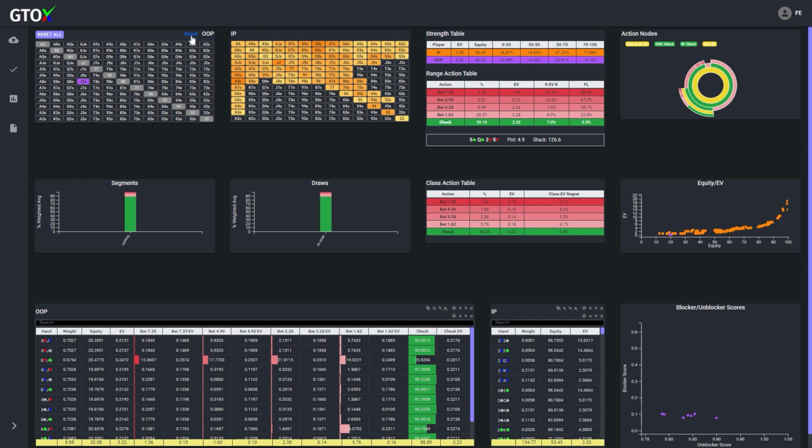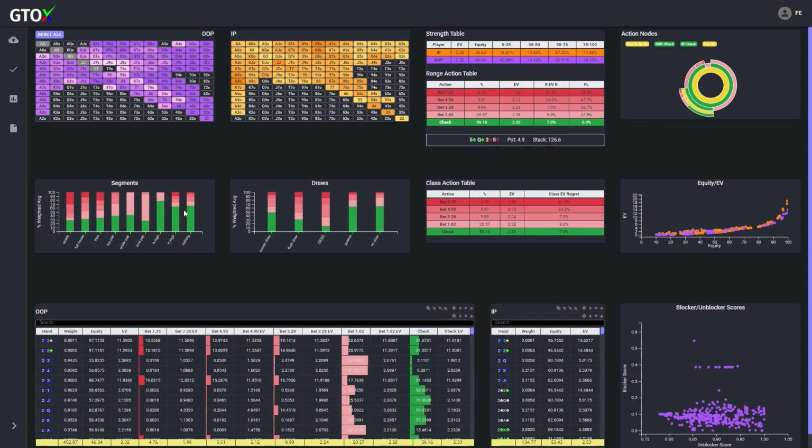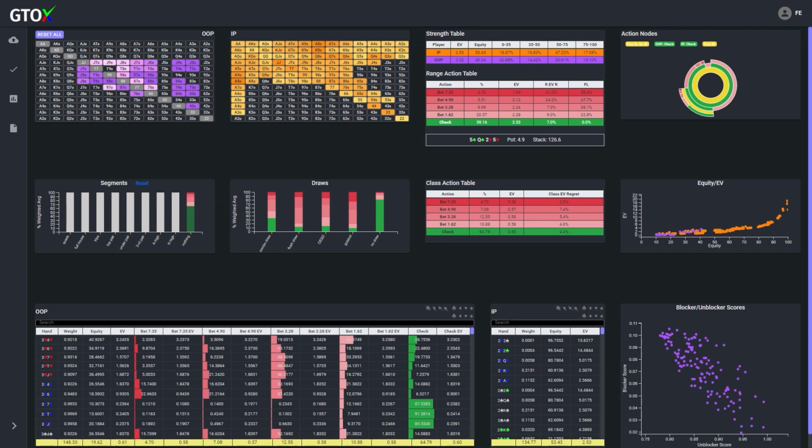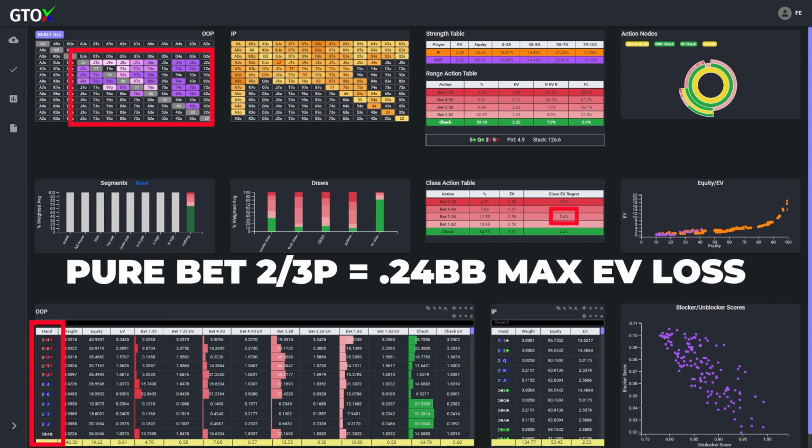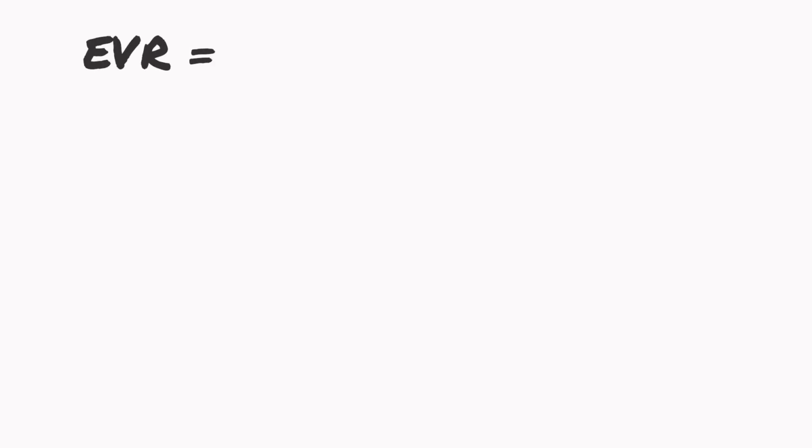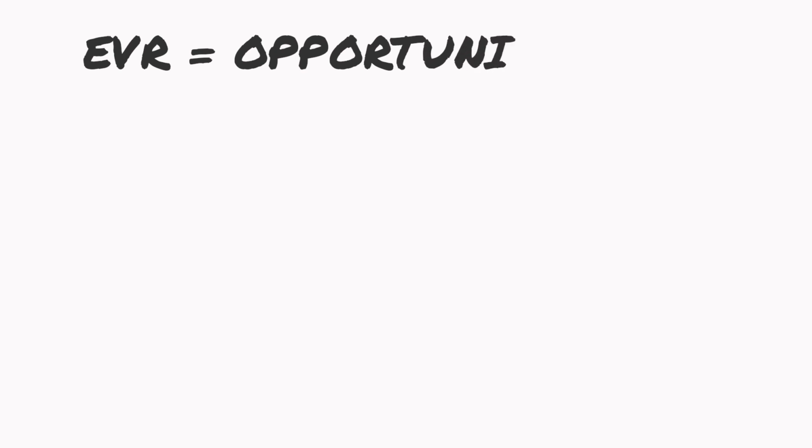So let's zoom out even further by focusing on all of our unmade hands which are not ace or king high. And now we see that the EV regret for betting two-thirds pot with all of the hands in this class is greater than 5% of the pot, which means that the logic we employed here, to bet all hands jack high and lower two-thirds pot, will lose us a maximum amount of around 0.24 big blinds of EV compared to the GTO solution. So ultimately, you can view EV regret as a sort of quantification of opportunity cost.